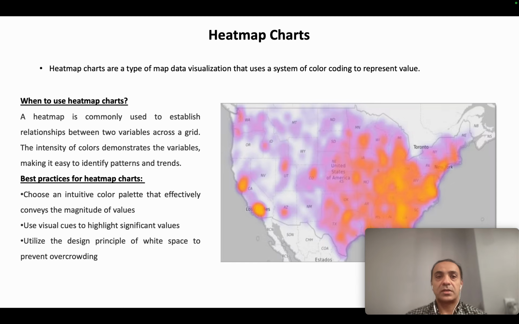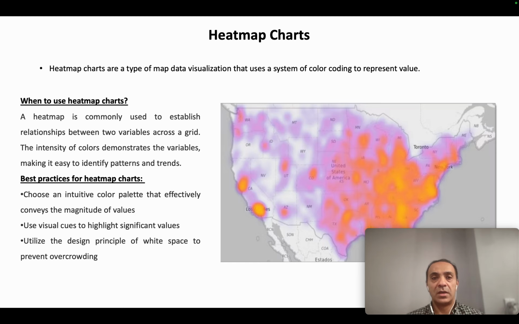Heat map charts. What are they? Heat map charts are a type of map data visualizations that use a system of color coding to represent value. So they use different intensities of colors to highlight some important information.